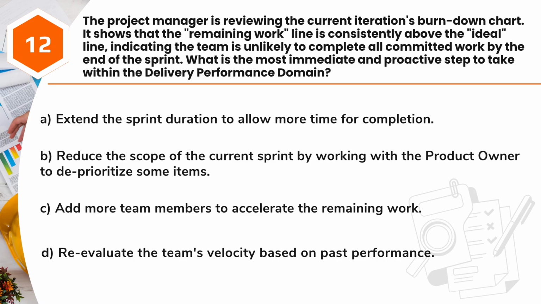Question 12. A project manager is reviewing the current iteration's burndown chart. It shows that the remaining work line is consistently above the ideal line, indicating the team is unlikely to complete all committed work by the end of the sprint. What is the most immediate and proactive step to take within the delivery performance domain? A. Extend the sprint duration to allow more time for completion. B. Reduce the scope of the current sprint by working with the product owner to deprioritize some items. C. Add more team members to accelerate the remaining work. D. Reevaluate the team's velocity based on past performance.